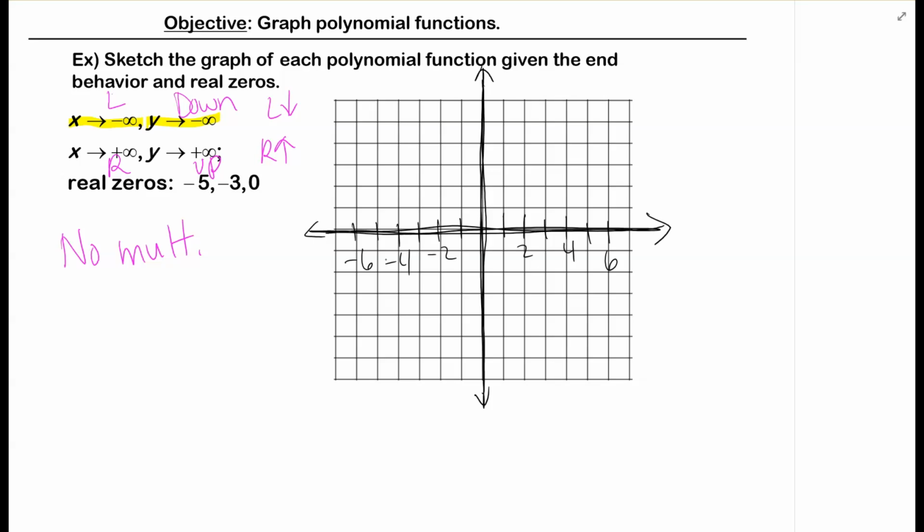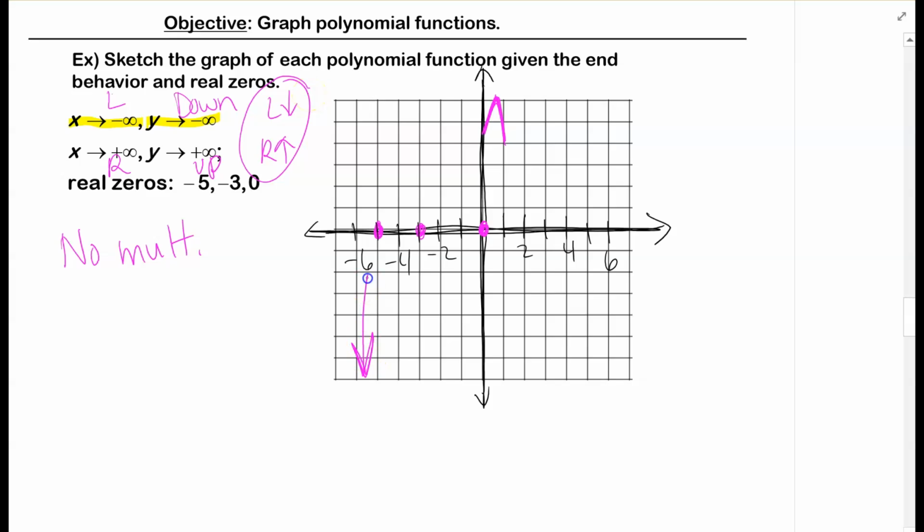Step 2 is to plot the zeros. So my zeros are at -5, I have a -3, and I have a 0. And then my next thing I want to do is draw my end behavior. So I have left side goes down, so my left side is going to go down, and I like to go at my last 0. I'm going to go downwards, and then my right side is going to go up. Next to the last 0, kind of shifted just a little bit, I'm going to go draw my up arrow. The left goes down, the right goes up.